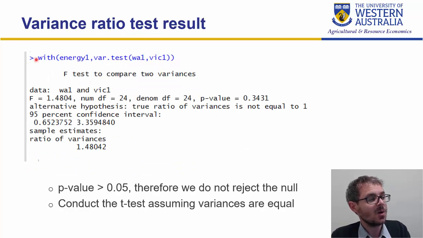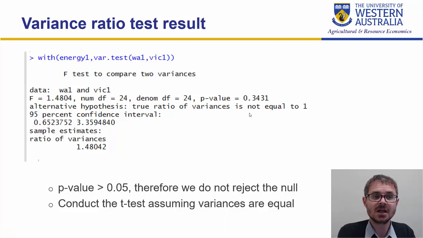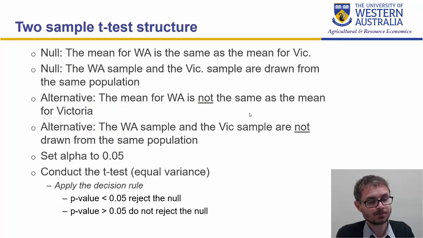We apply this with the Energy 1 dataset, applying the variance ratio test to the two variables WA1 and Victoria1, and we're going to look at the p-value and make a decision. This time the p-value is above 0.05, therefore we do not reject the null of equal variances, which means that for our t-test, we're going to apply the equal variance formula. We just needed to know that information to know what kind of t-test to apply.